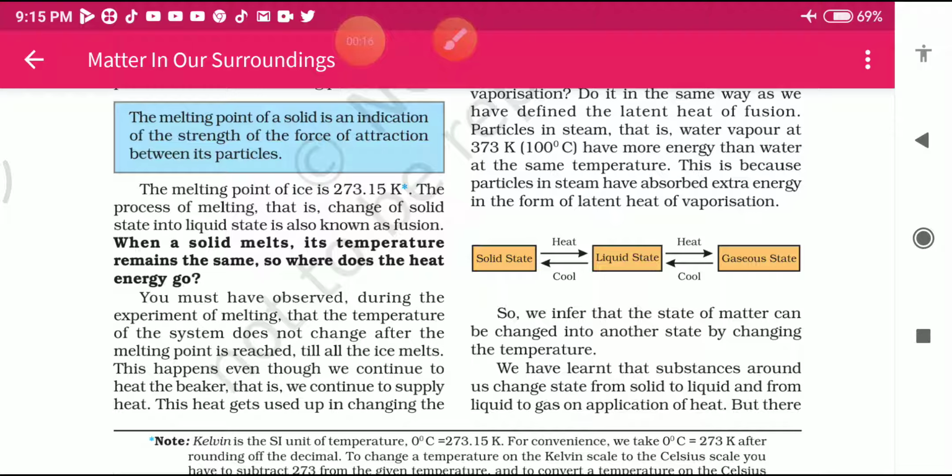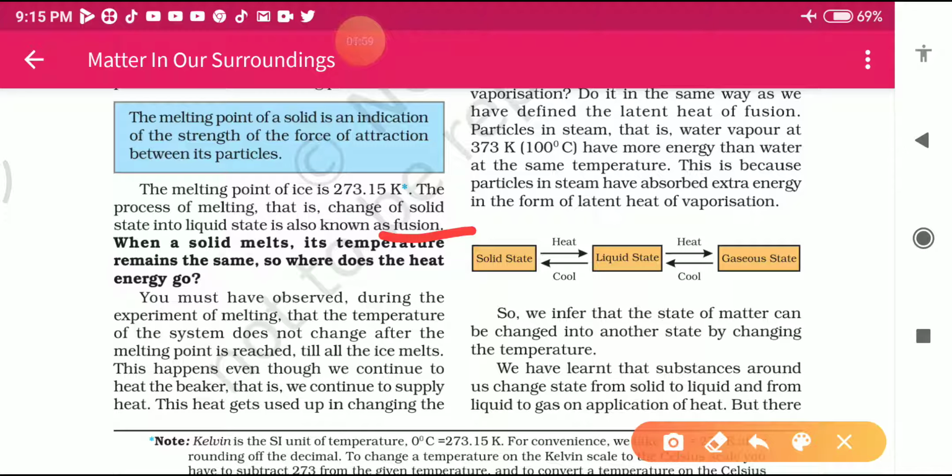In the previous topic we discussed the change of states of matter, and we can say that we can change the physical state of matter in two ways: first, by changing the temperature, and second, by changing the pressure. We also discussed fusion, the process in which a solid substance changes into a liquid on heating, or we can say that it is melting.